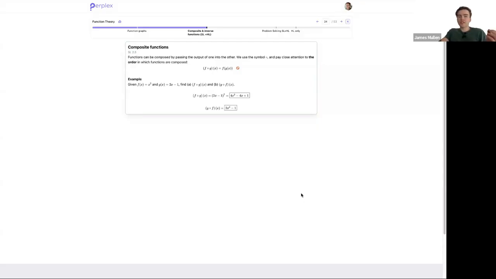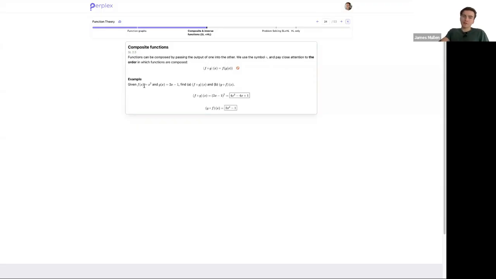But composite functions are essentially nothing more than passing one function into the other. And we use this little circle symbol to say f compose g, which means take the output of g and put it into f, which means that f composed with g at x is nothing more than f of g of x. This formula is not in your booklet, but hopefully it's relatively intuitive to remember. Just focus on understanding the order. The x goes into g first, and then that all goes into f.